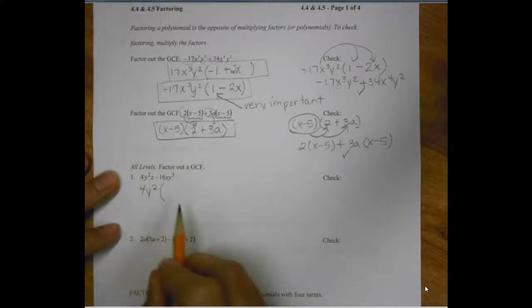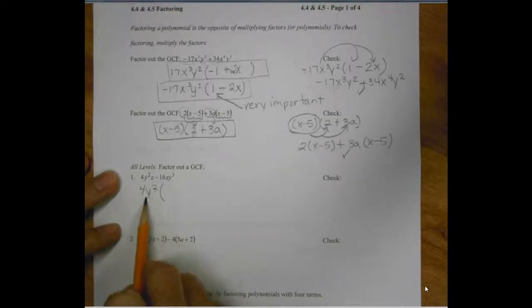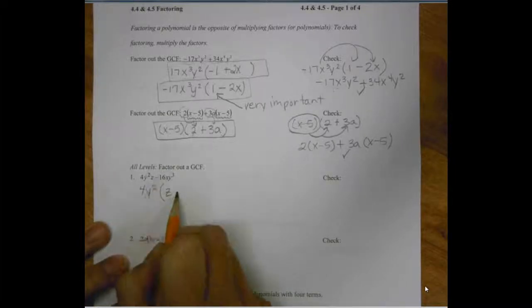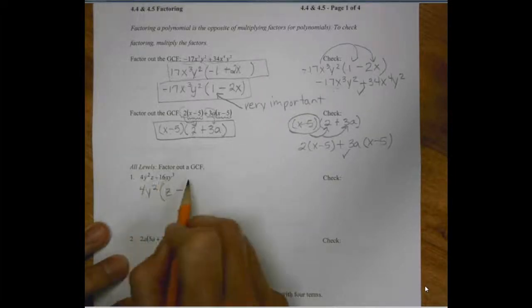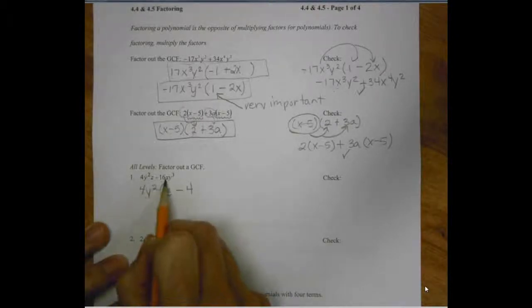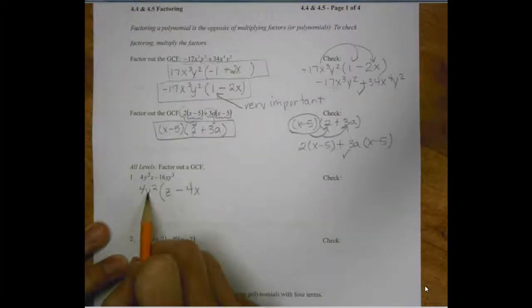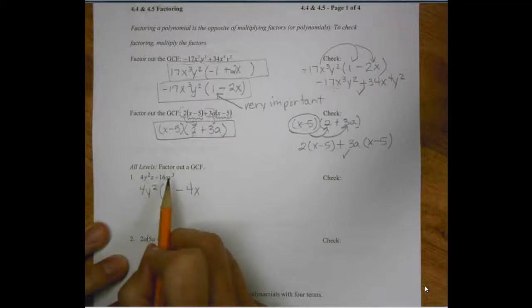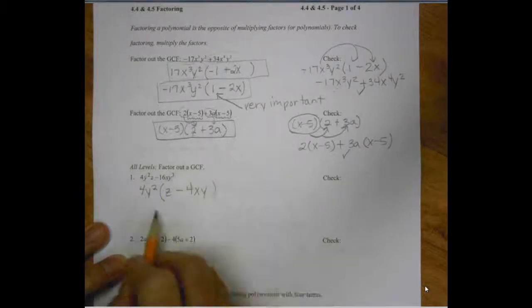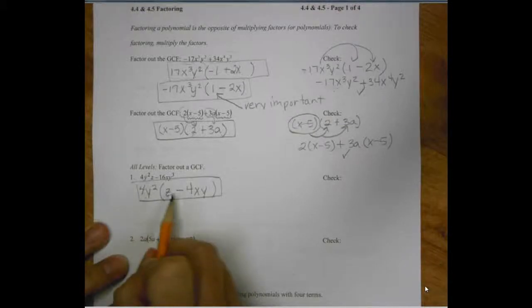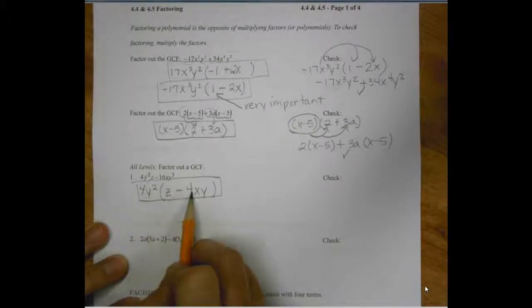So 4y squared, and what will I multiply 4y squared by to get 4y squared z? Well, there's just a z missing, so I'll put that in the parentheses. And then I have a minus, and 4 times what will give me 16, and that'll be a 4. And then I have no x in my greatest common factor, so I will need an x inside the parentheses here. And then y squared times what is y cubed, and it's just a plain old y. So there's my result. My greatest common factor is 4y squared, and what's left is z minus 4xy.